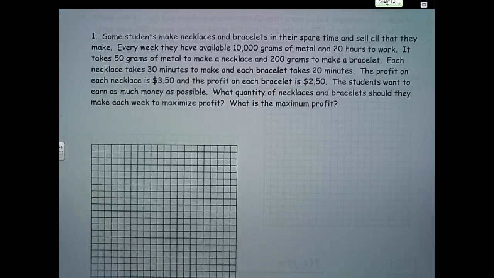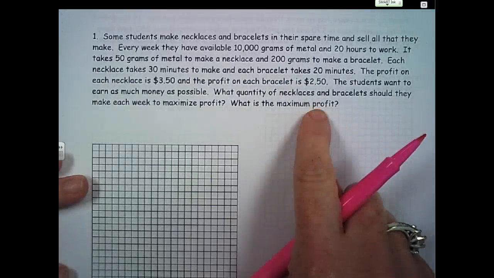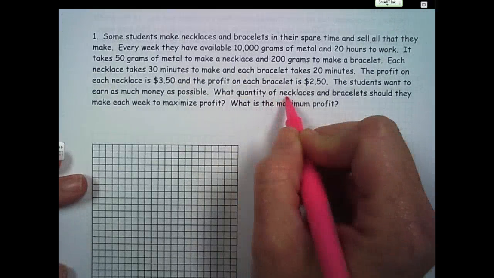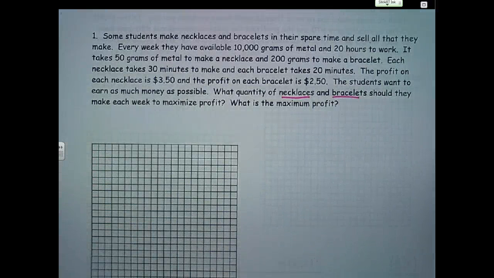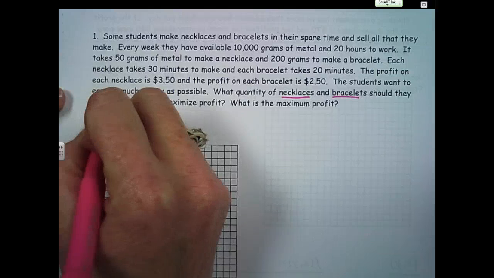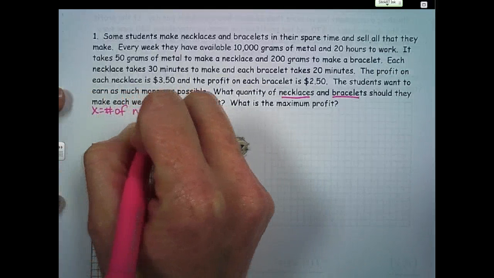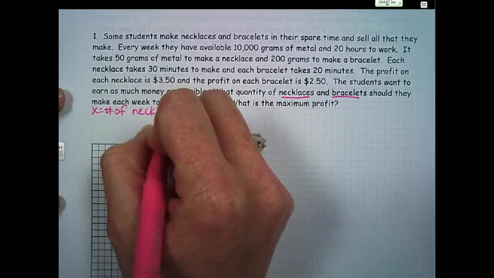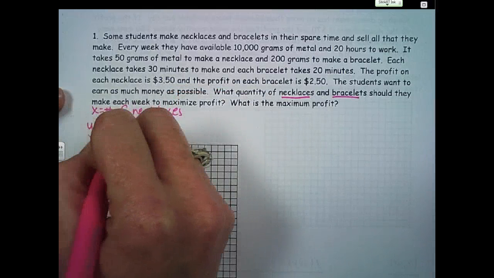Okay, so after you've read the word problem, your next step is to define your variables. And guys, in any kind of word problem situation, where to look to decide what your variables are is the question. All the beginning sentences are just information. The question is actually saying two things. What's the profit? And what quantity of necklaces and bracelets should they make each week to maximize profit? So your variables are necklaces and bracelets. So you can say x equals necklaces, and it doesn't matter what variable you use, and y equals number of bracelets.